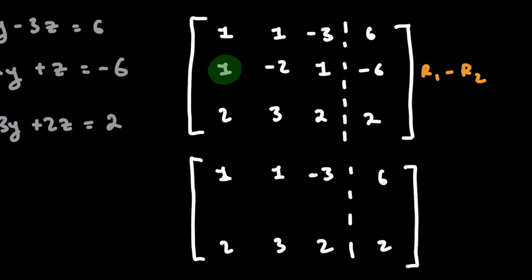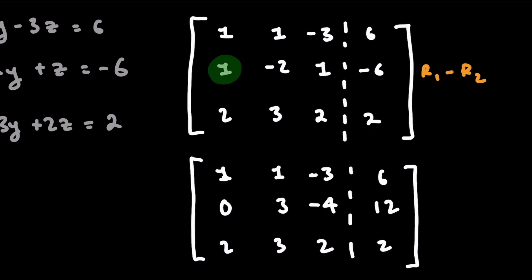Okay, so now let's do our operation. We have to take the value in the first row and minus it from the value in the second row. So 1 minus 1, that would simply be 0. 1 minus minus 2, that's 1 plus 2, and that would simply be 3. And then minus 3 minus 1, that's minus 4. And 6 minus minus 6, that's the same as 6 plus 6, which is 12.